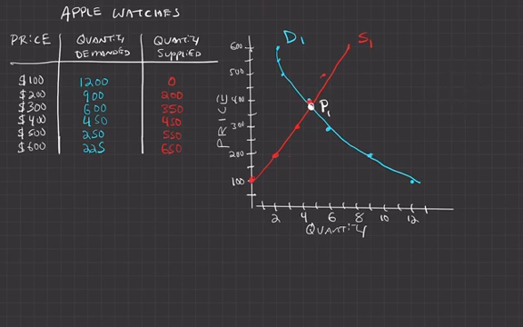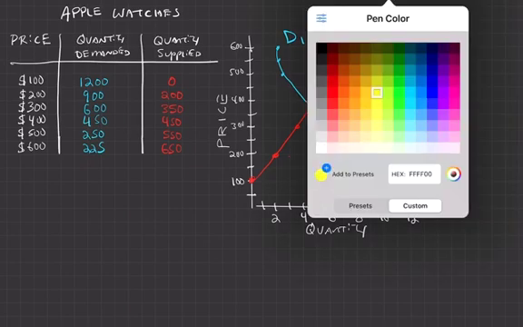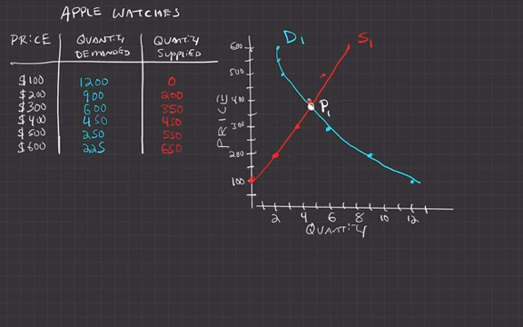It's some trial and error. If we were to look at this and say, okay, what would happen if, let me change colors here, go to yellow, if we were to say that the price for Apple Watches were $500. So we draw a little line here where $500 would be. We say, well, how many watches would suppliers be willing to make at $500?